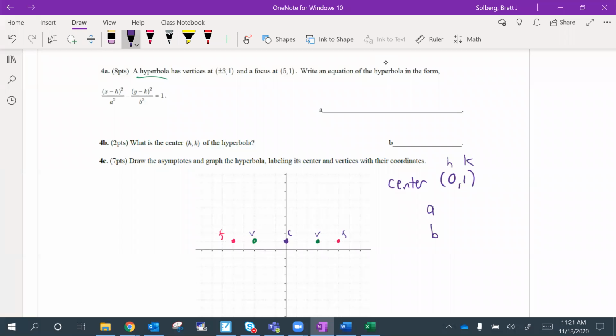a is going to be how far we go in the x direction to get to our vertices. So from the center, I went right 3 and I went left 3, so a is 3. And we were able to figure out that c, which relates to the distance to the foci, was 5, so it went over 1, 2, 3, 4, 5. But we don't know what b is. So someone unmute and tell me, how are we going to figure out what b is for our equation here?